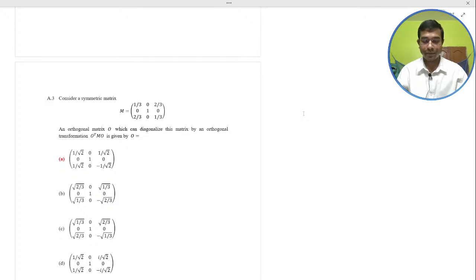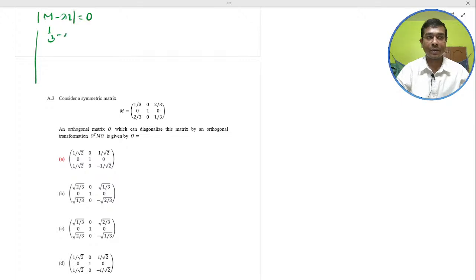So let us solve this mathematical physics matrix topic. The determinant of the matrix minus lambda I is 0. Put this value: 1 by 3 minus lambda, 0, 1/3; 0, 1 minus lambda, 0.